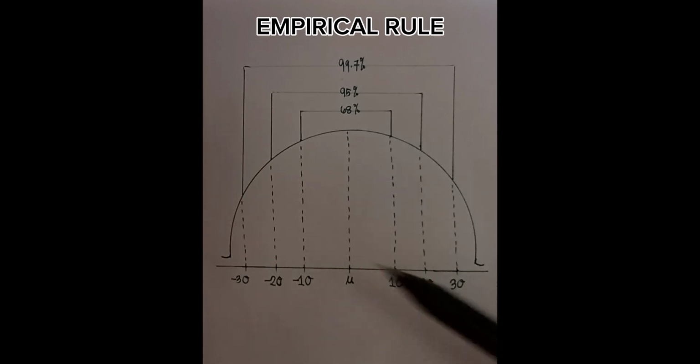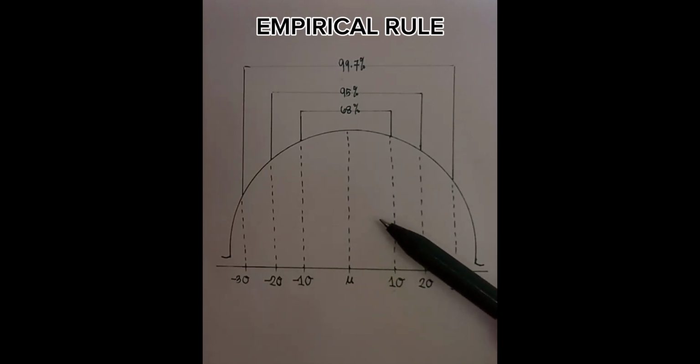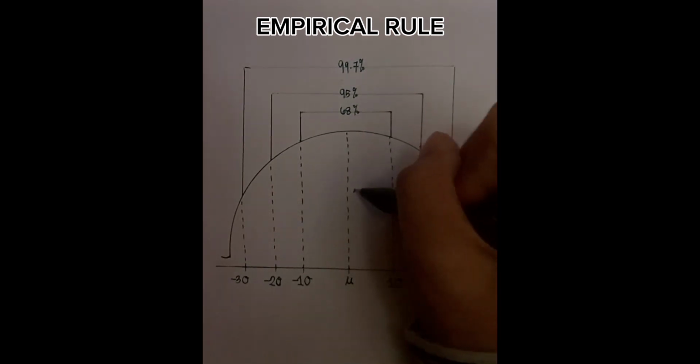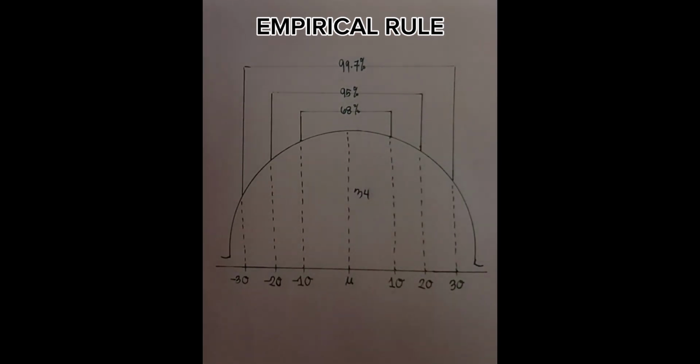Well, this part here is 68%, and if we divide it by 2, this region must be 34%. Now, what is the area of this part? So to get the answer, we need to subtract 95 and 68. So 95 minus 68 is 27. Then divide it by 2, we got 13.5.